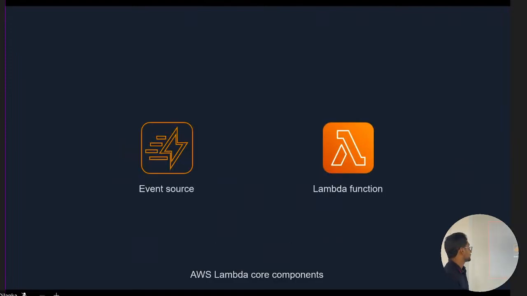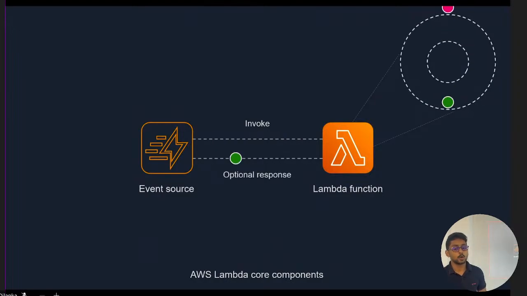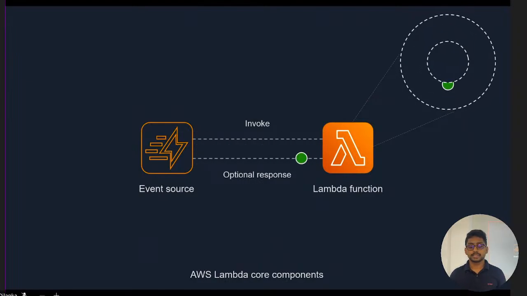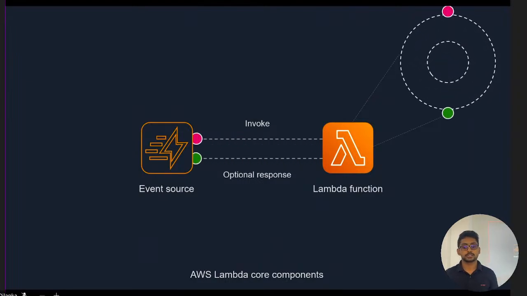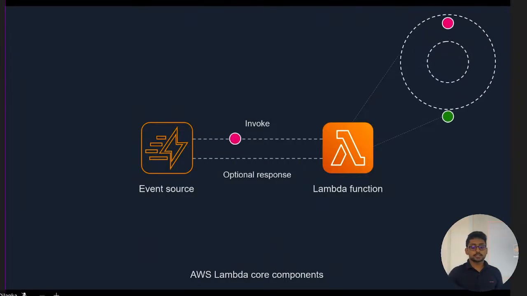In an AWS Lambda function, there are two main components. First one is the event source and the second is the Lambda function. What we call the event source is where we provide a trigger to invoke the function. This is where the function gets invoked, right? So this illustration shows how an AWS Lambda function works. The event source will send a request or event to the AWS Lambda function, and it will process that data, and we can optionally send a response to the event source. So this is the basic behavior.